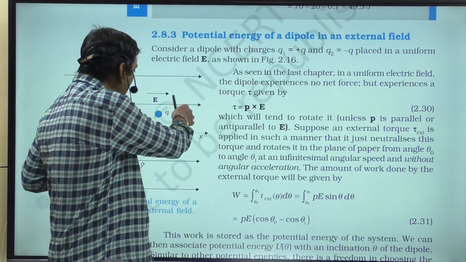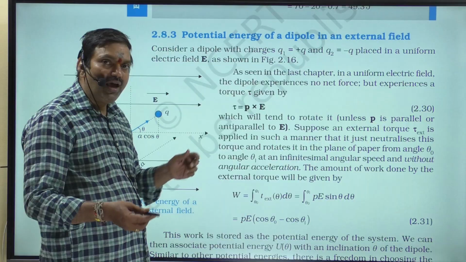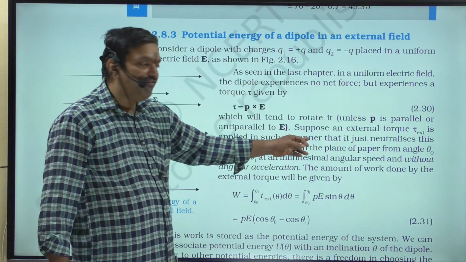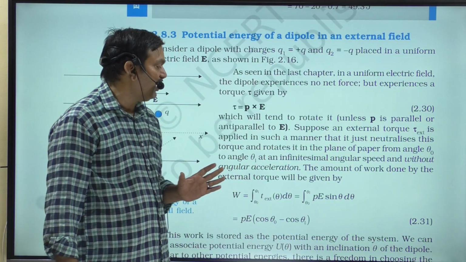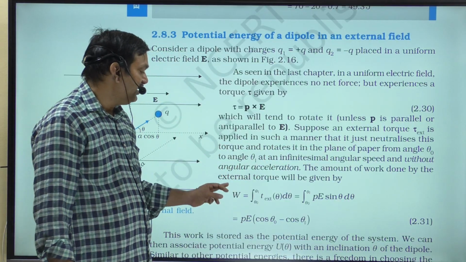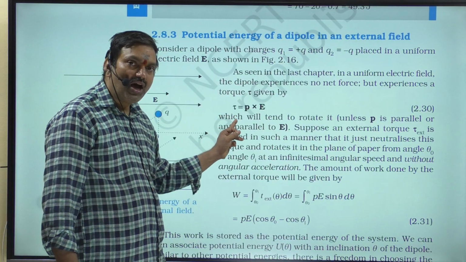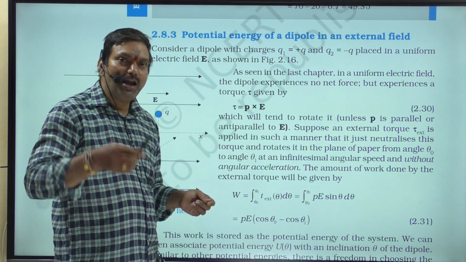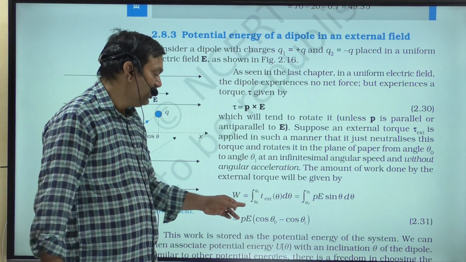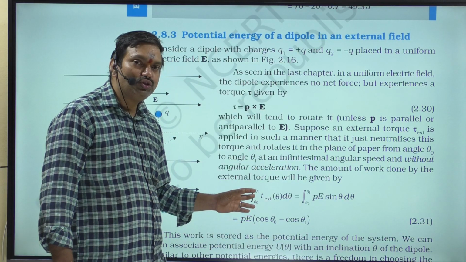Now this is actually the torque because of the two forces, right? Therefore, in order to balance it or to bring it into equilibrium, an external torque must be applied in such a manner that it just neutralizes the torque. So whenever you find T external, that means to this torque, in the opposite direction, one more torque must be applied to get the dipole back into the previous position. So that is how the work is going to be done.